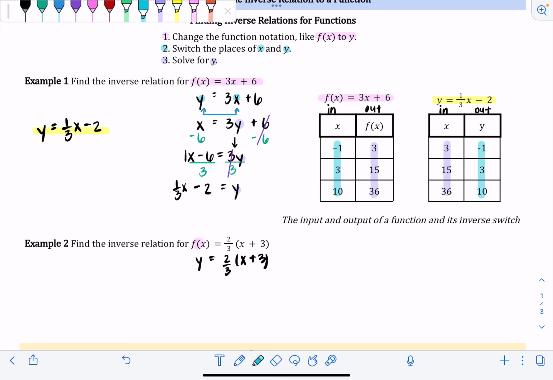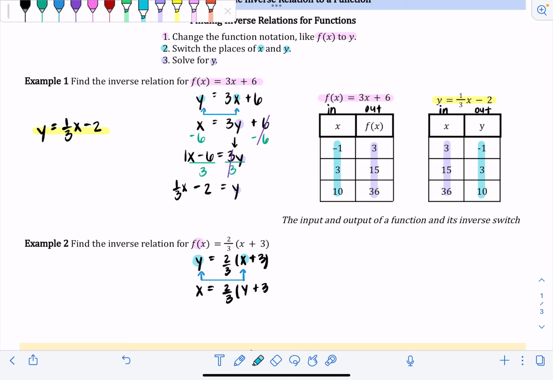And then step 2 says to switch the places of x and y. So y is right there, x is right there. We literally just want to swap them out for each other. So instead of starting the equation with y equals, it'll start with x equals. And then everything else will stay the same. So it'll be 2/3 times (y plus 3), with y going in for x. The numbers don't change in this step. You're really just switching x and y.